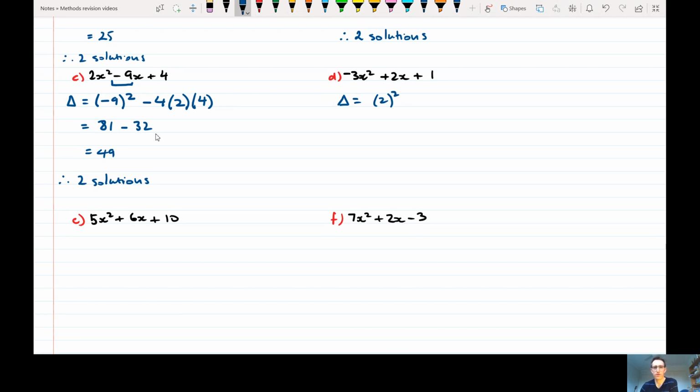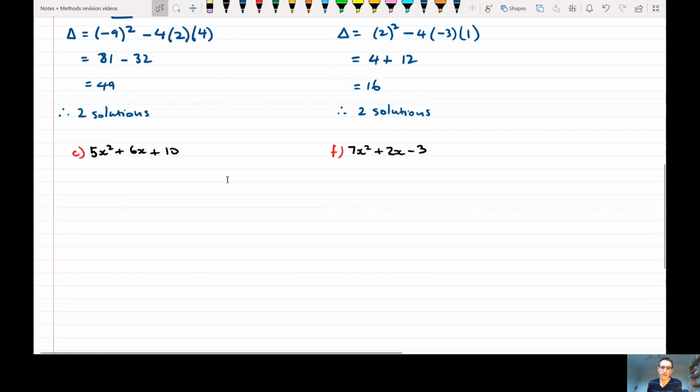So b in this case is 2, minus 4 times a, negative 3, and c is 1. This one's a bit different because of a negative here. You've got to be careful about double negatives. So we get 2 squared is 4 minus, now 4 times 3 is 12. 12 times 1 is 12. But you've got negative 3 there and you've got negative 4 there. So together they make a positive, don't they? So you end up with 16. Therefore, 2 solutions. This one again would factorize nicely because 16 is a perfect square.